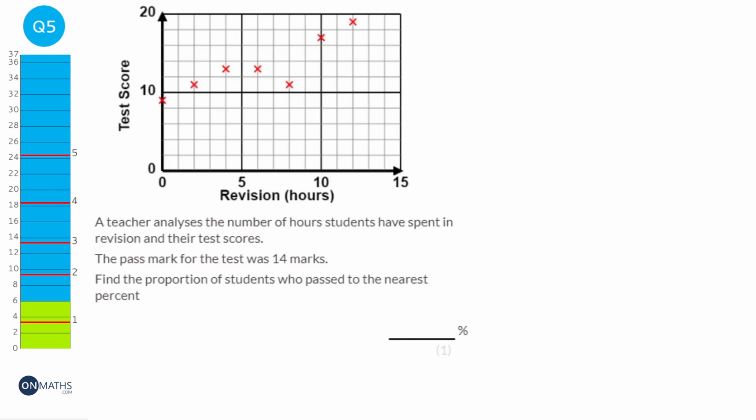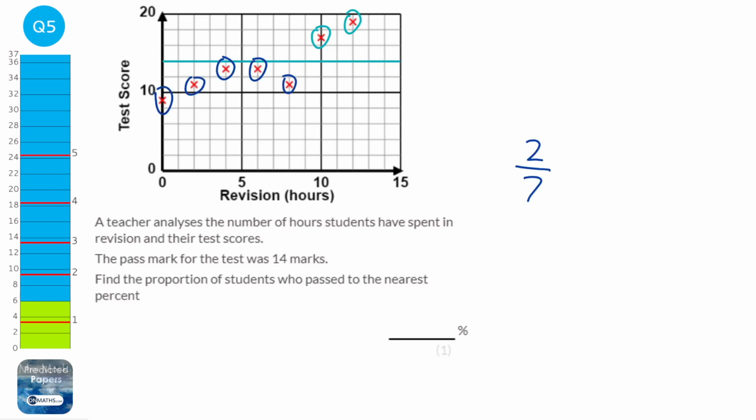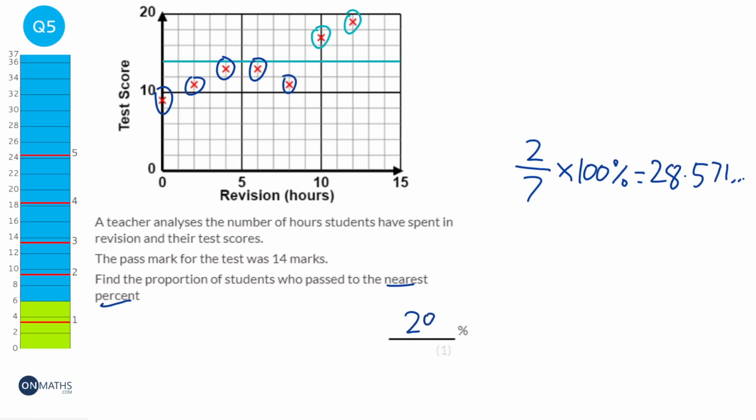So the pass mark for the test is here, and we can see that there are 2 students who passed the test. So it's 2 students out of 2, 3, 4, 5, 6, 7 in total. And we want this as a percentage, so we're going to times it by 100%. So we do 2 over 7 times 100, and that gives us 28.571 and so on. And it says it wants it to the nearest percent, so that will be 29%.